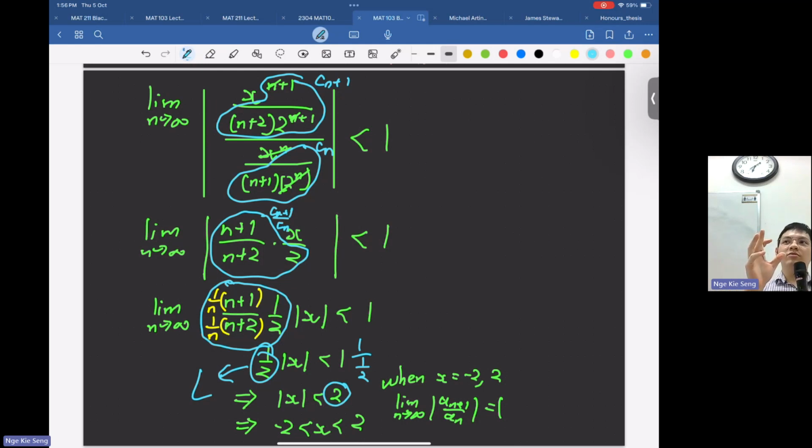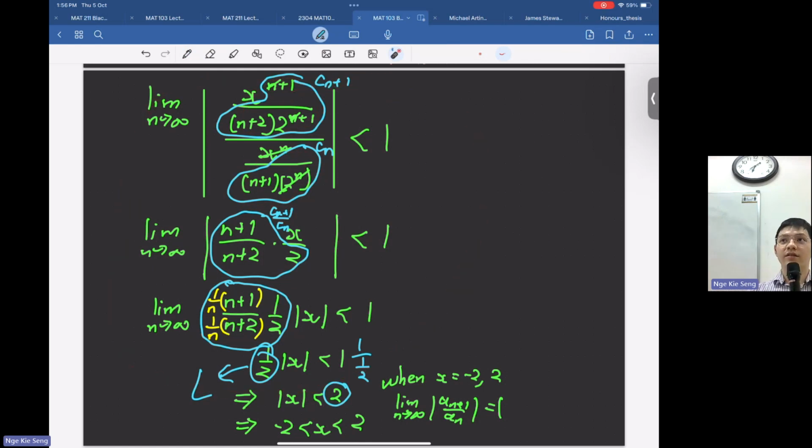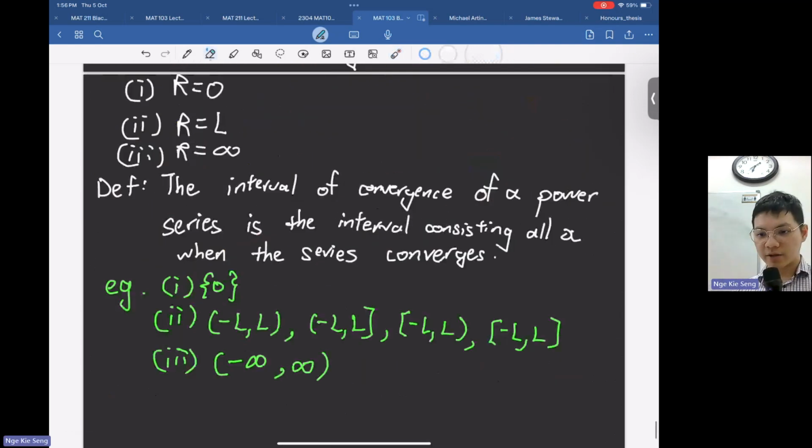If you can get it, try and prove it. When I say prove it, don't use this number. Use our argument here, the ratio test on general series. So let's take a break until 2:06, and then we'll come back.